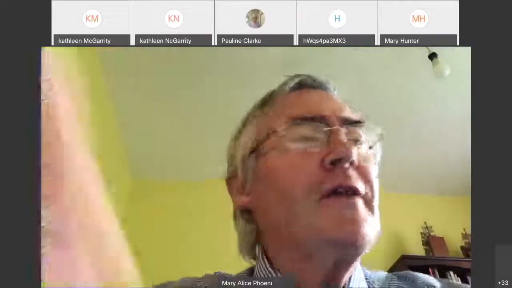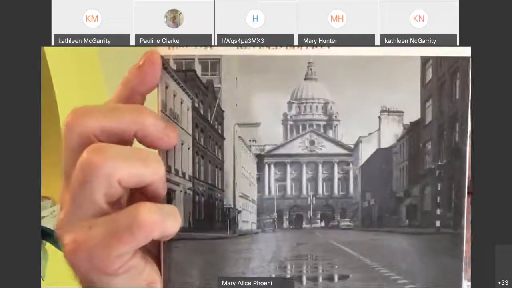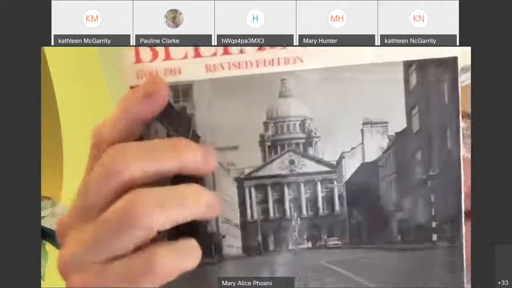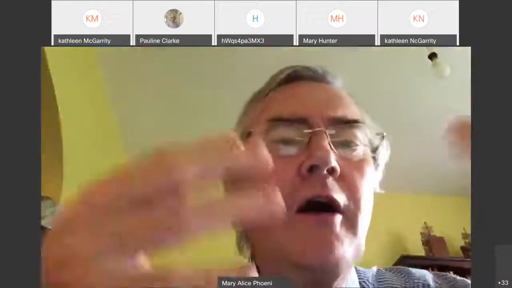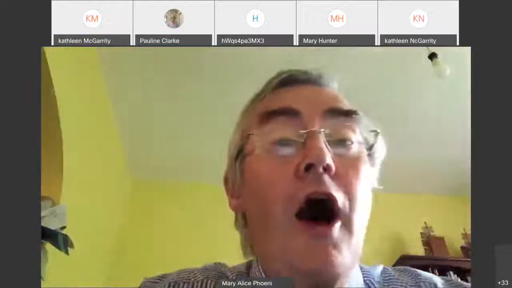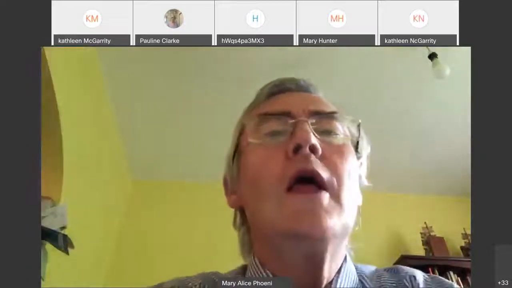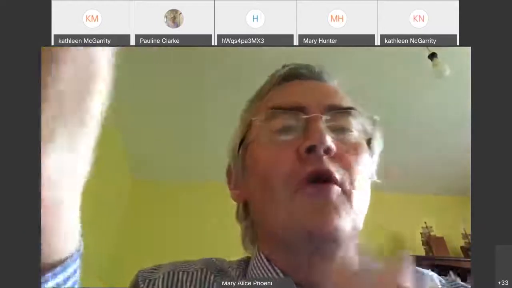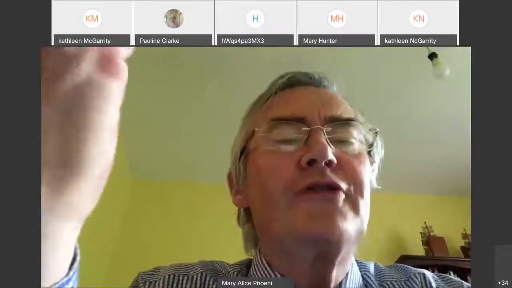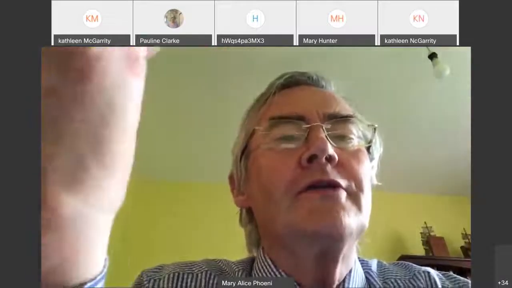This is the city that builds the City Hall as the new epicentre on the site of the old White Linen Hall in 1906. So Belfast now has a large Protestant Unionist majority. This is in the age of home rule. It has a Catholic minority of 25%. And of course, it is determined to remain outside a nationalist self-governing Ireland in Dublin.